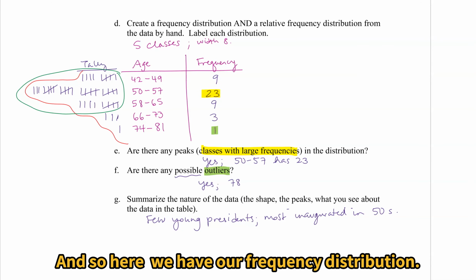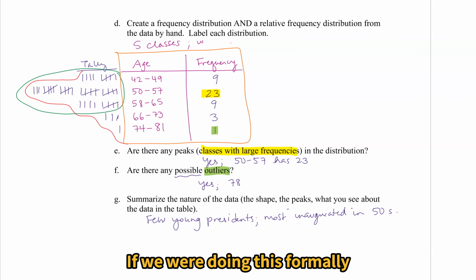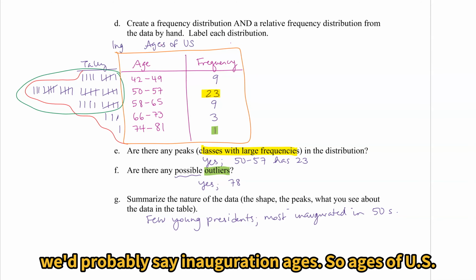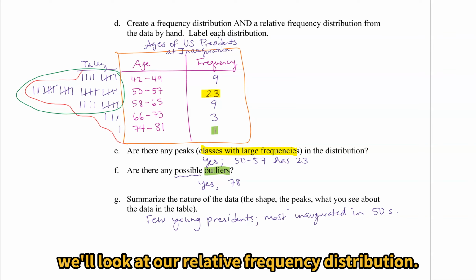And so here we have our frequency distribution. We'll need to put a title on it, ages of presidents, if we were doing this formally. We'd probably say ages of U.S. presidents at inauguration. Put a title on it. And then next up, we'll look at our relative frequency distribution.